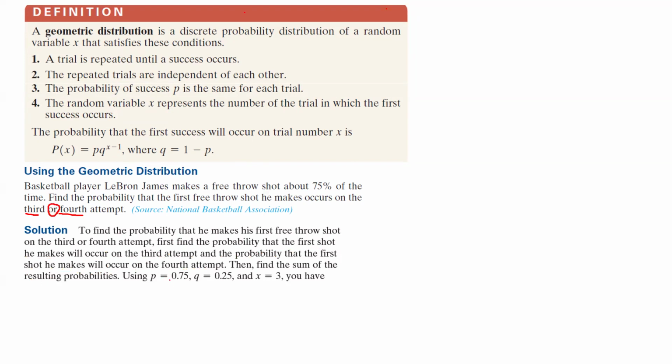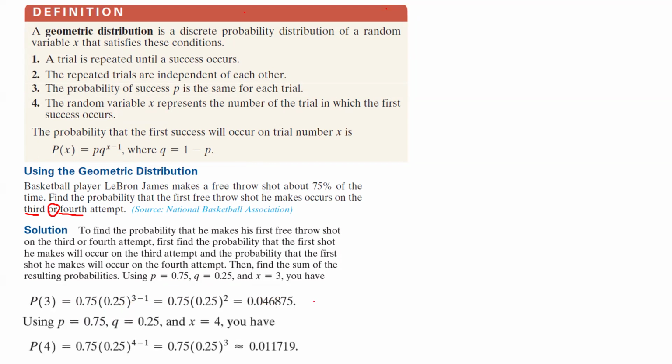The probability of success is 75%. The probability of failure is 25% and x is 3. So let us follow the formula. P of 3 is P, which is 75%, times Q to power 3 minus 1, which is 0.046875, about 5%. The probability that x is 4 is 75% times Q, 25% to power 4 minus 1.